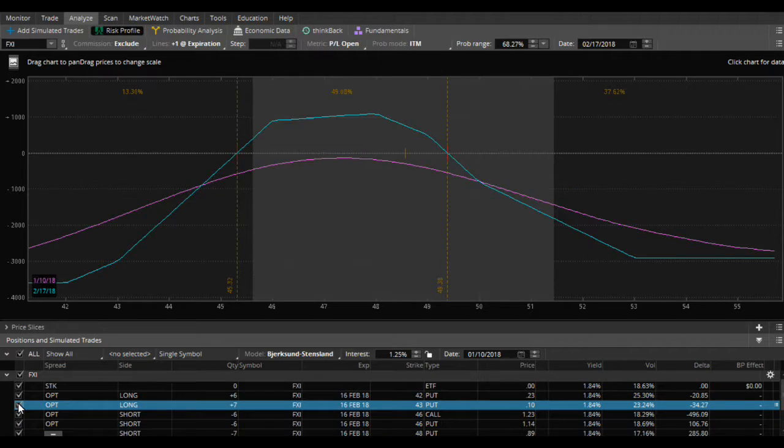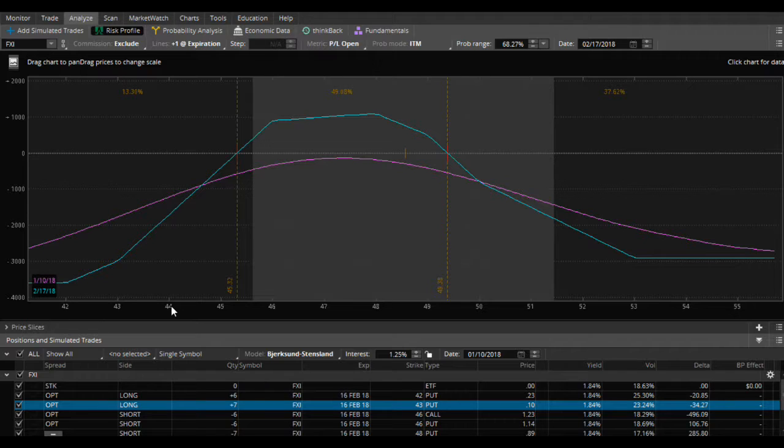Now when we add this new laddered position, we are laddering into the overall position with the market. We were able to move our break even from right here at 48 all the way out to 49.38, but that also means our initial break even down here at around 44 also got moved up.